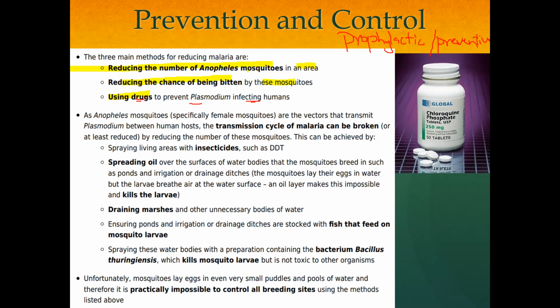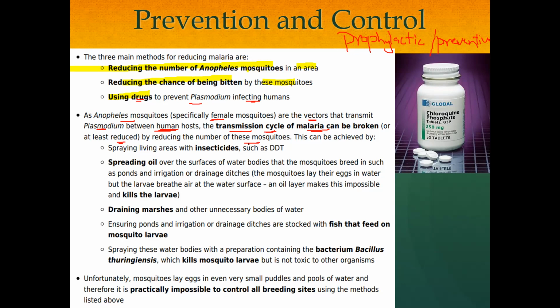Now let's talk about the first one. Anopheles mosquitoes, specifically the female ones, are the vectors, because this disease is caused mainly by these female mosquitoes. They transmit Plasmodium between the human hosts, right? So the transmission cycle of malaria has to be broken, either by destroying the mosquitoes or by destroying the larvae, or at least reducing it. How can it be reduced?